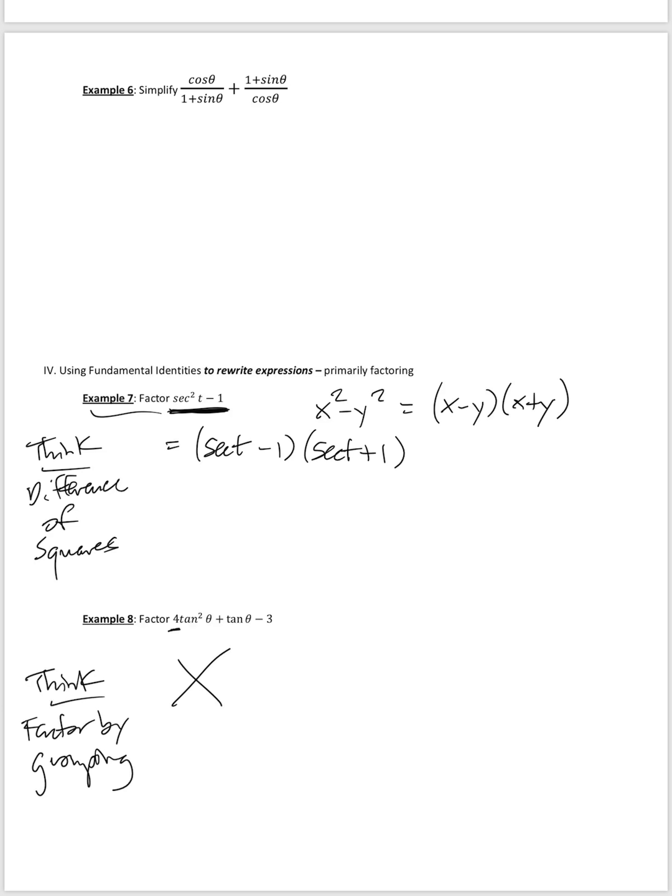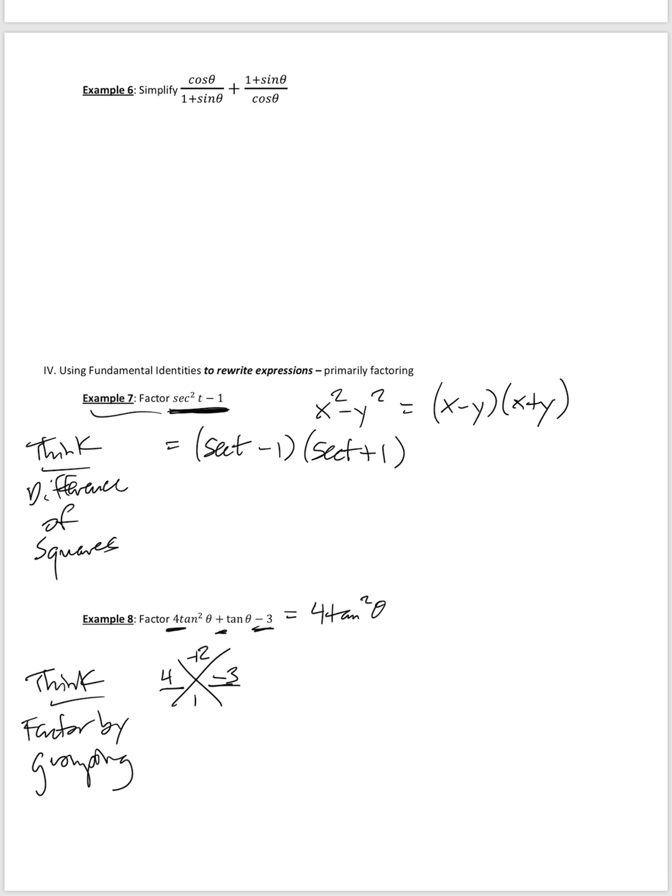Factoring by grouping means if I want to use this X tool to organize my thinking, I need to multiply A and C, that's negative 12, and then B goes on the bottom. I need two numbers here that multiply to negative 12 and add to positive 1, and I know that's 4 and negative 3. So if I use those numbers, I can split my middle term.